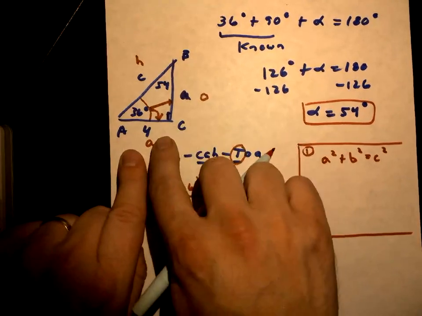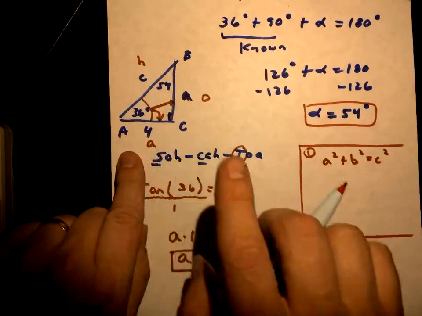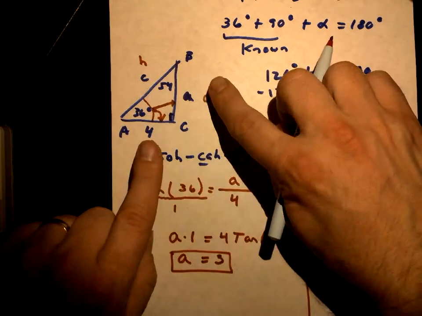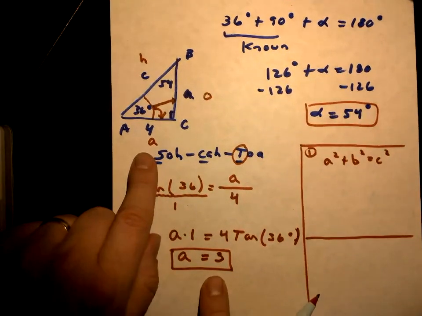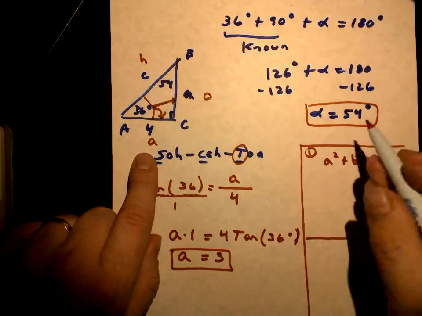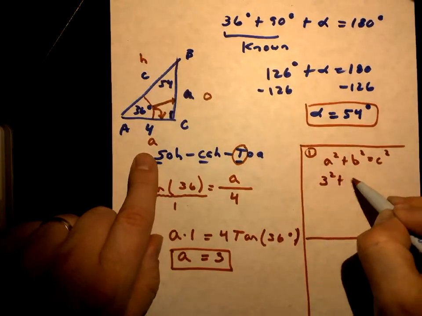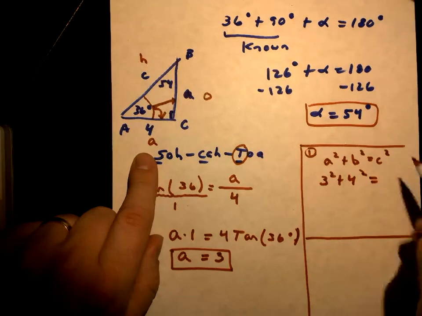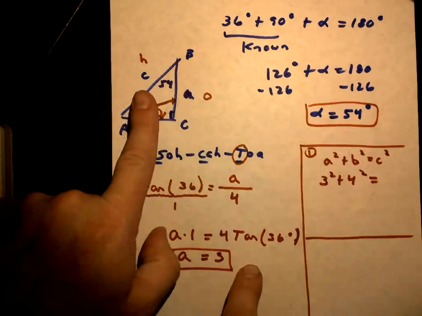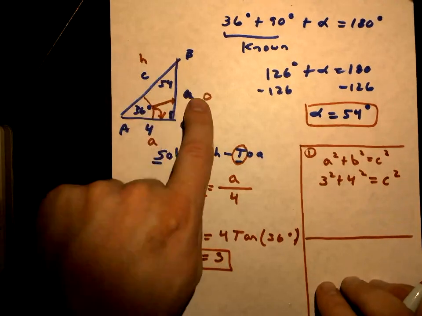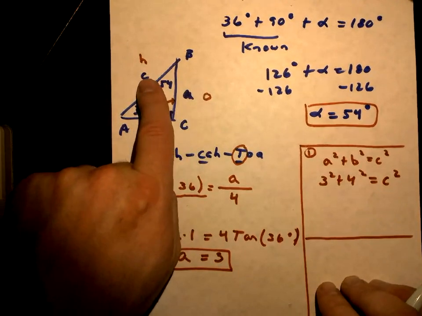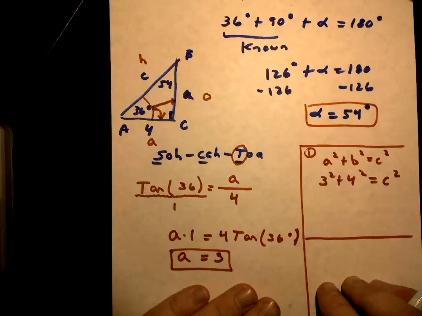Remember, this is like the alternate, so we have to be very careful about this. It doesn't matter what these are because we found both of them. So we can just go ahead and go, okay, 3 squared, 4 squared. We don't know what C is. We're trying to find C, so we're just going to leave C like that, because it doesn't matter what these are as long as they're equal to the hypotenuse, which is C.